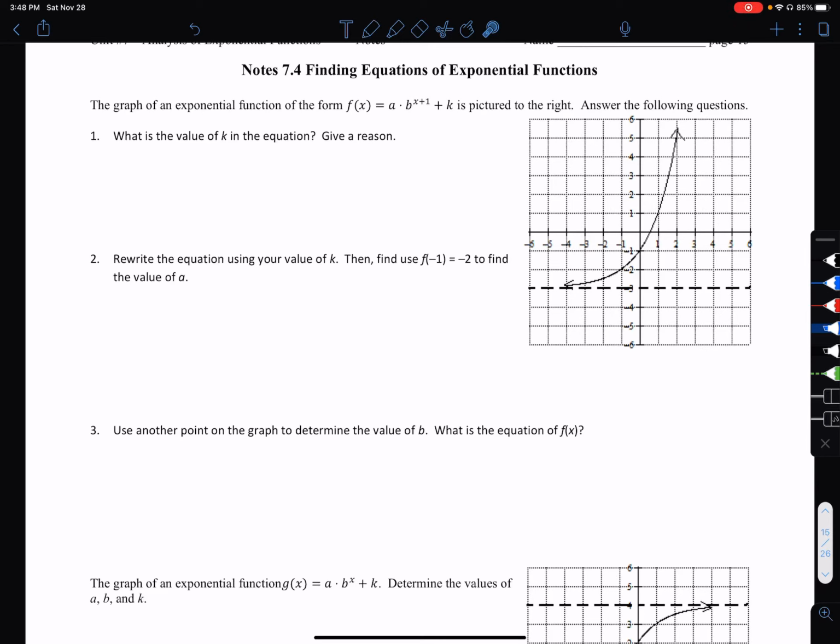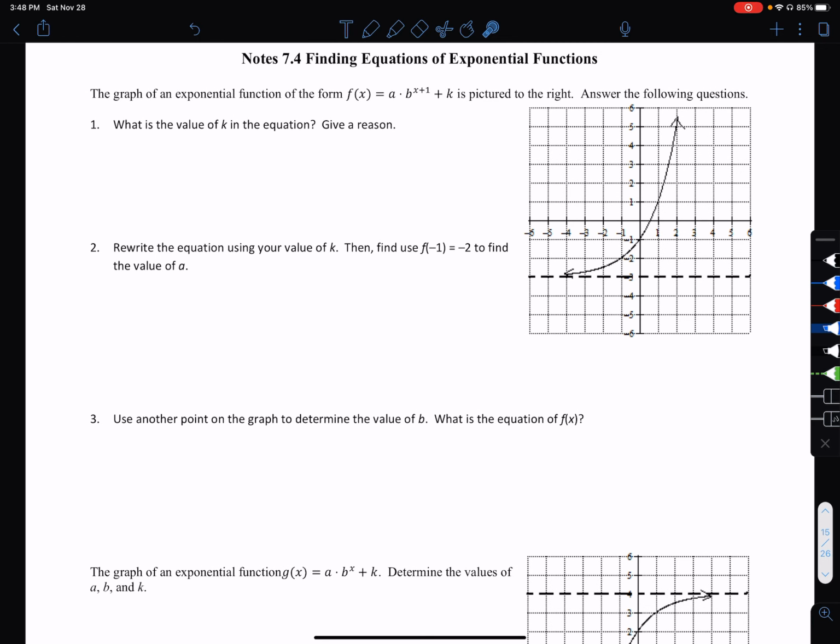This is pre-AP Calculus. We're looking at section 7.4. We are going to look at different graphs and see if we can make specific conclusions about the equation of the graph, specifically exponential functions. The graph of an exponential function is shown to the right.